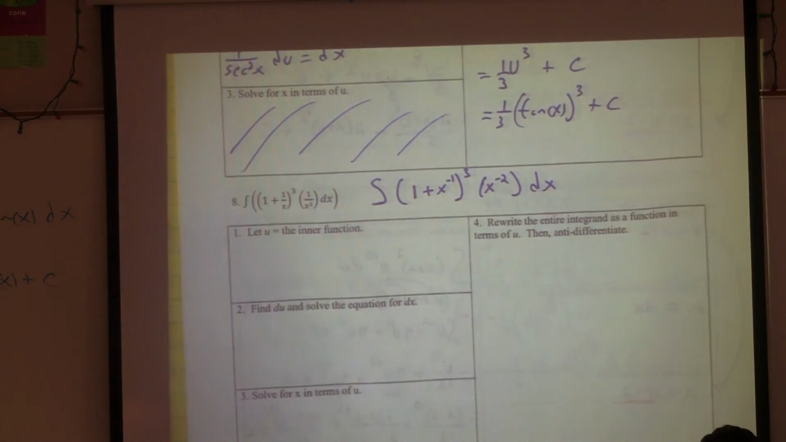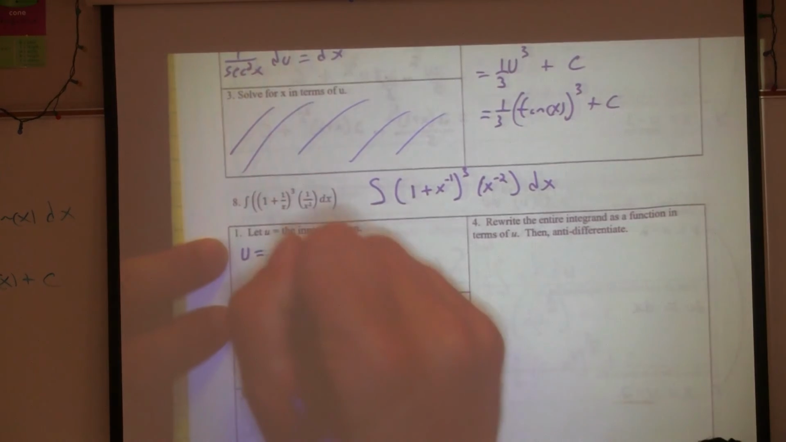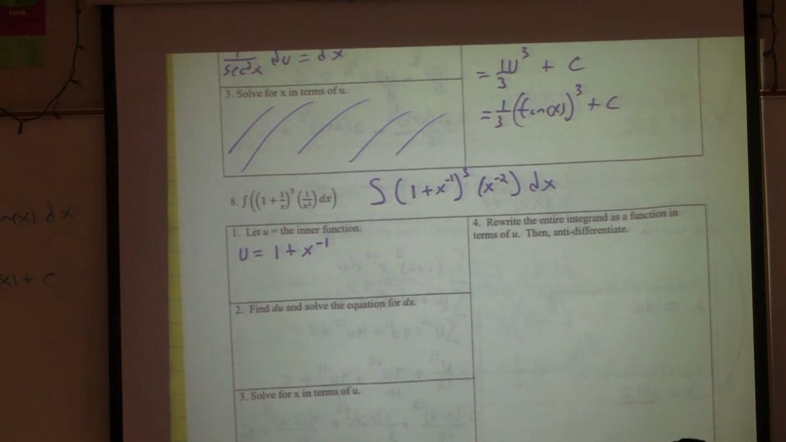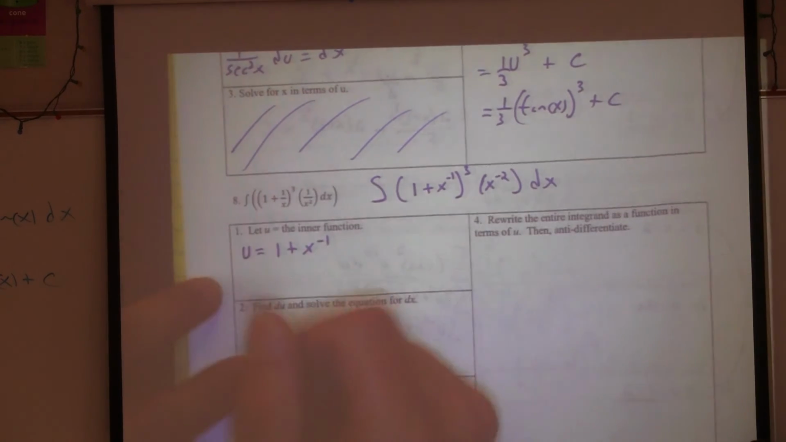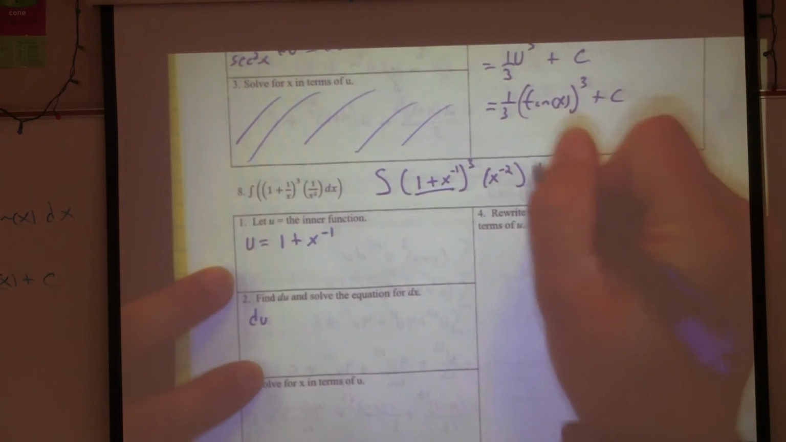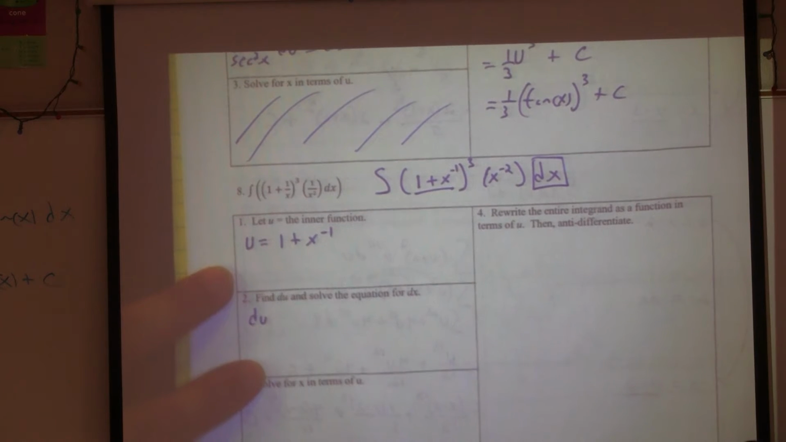dx. So what do you want to pick to be u? 1 plus x to the -1? Alright, good choice. Why'd you pick that? Because when we get the derivative, you're gonna get x to the -2 in there. I like the way you're thinking. So what's the derivative of this guy? Because we're gonna replace him, but we also need to replace this guy, and hopefully this guy goes away in the process. If it doesn't, then I gotta do this step 3.